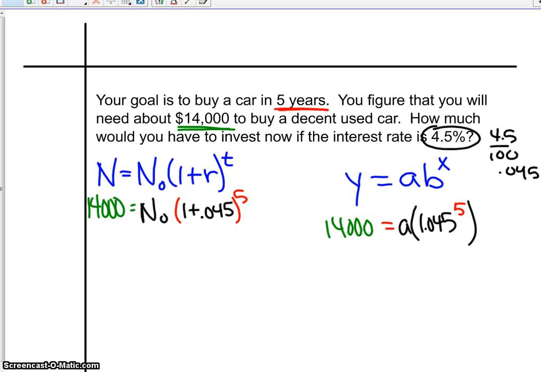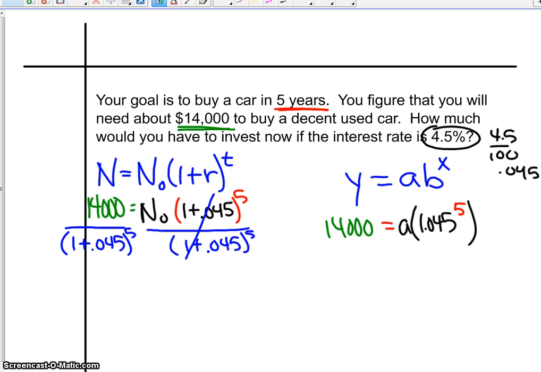Okay. Now, to calculate this, one of the things to deal with is try not to round off until your final answer. Okay, because if you round off and then you do more calculations, your answer gets farther away from what it should be. So what I look at a lot of times is that, hey, I'm just going to go in here and I'm going to divide by this. The 1 plus the 0.045 raised to the fifth on both sides. So this will multiply out to 1. And so now the initial amount that I need to invest.